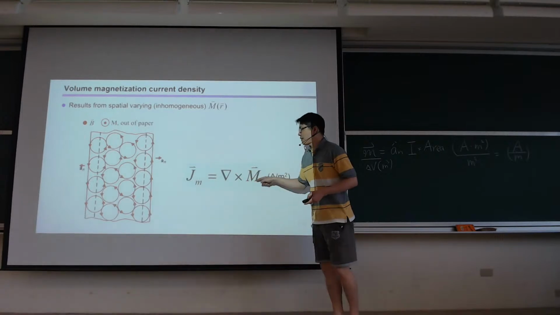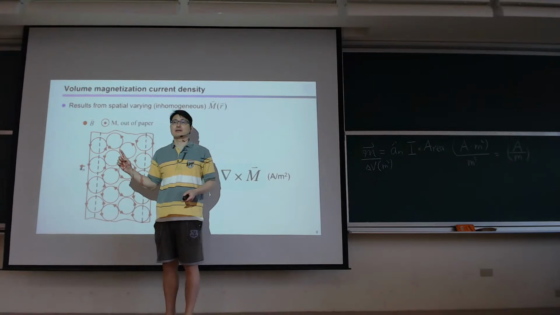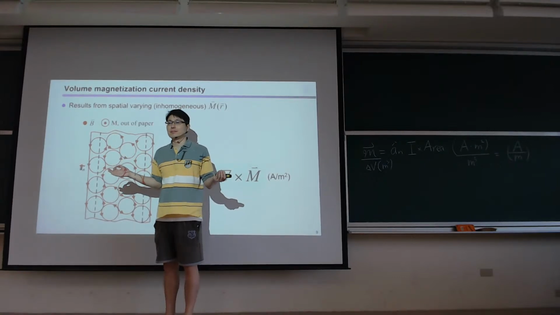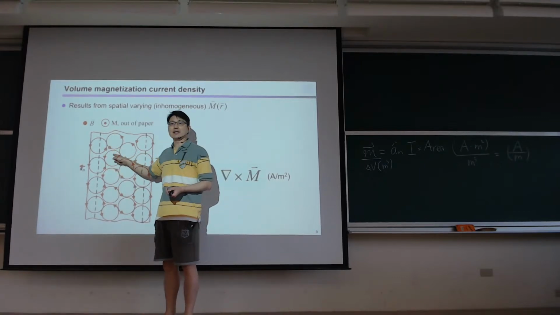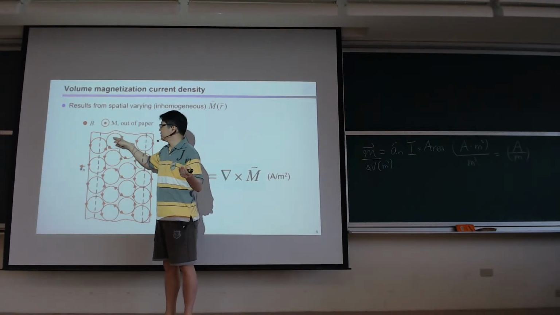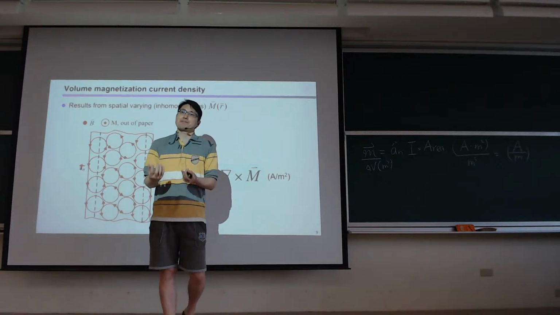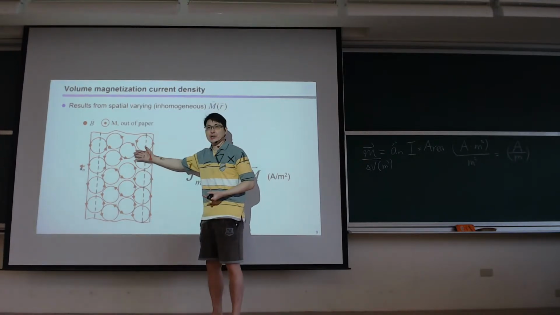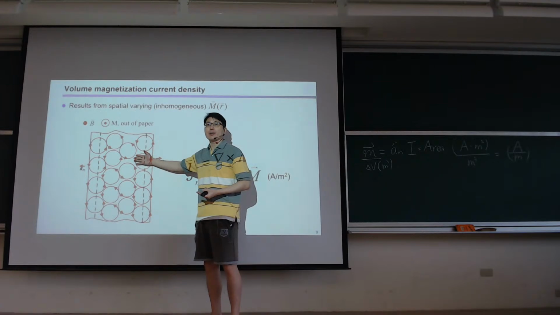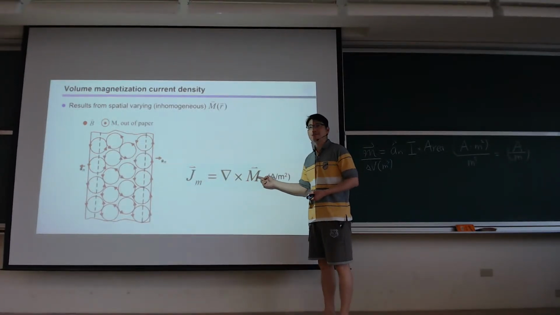So if you perform the curl operation for this material, you don't even need to calculate it. It's zero, because point by point inside, all the currents are canceled out by the adjacent loops. You don't even need to calculate. So when do you expect to have a non-zero volume magnetization current density? When do you expect to have the curl of M to be non-zero?